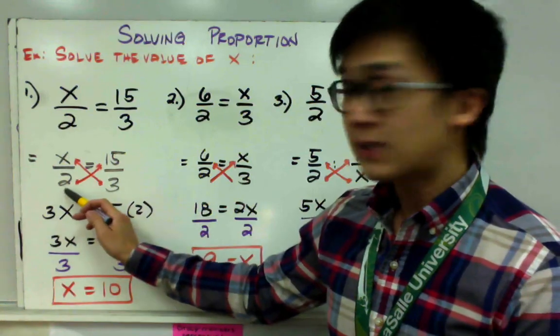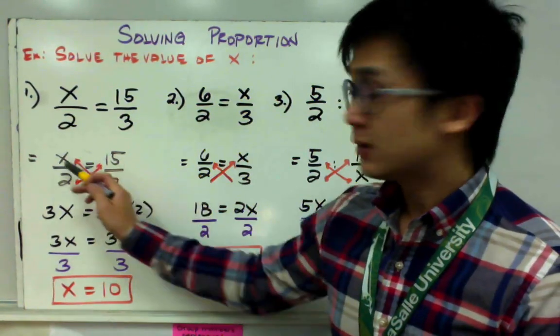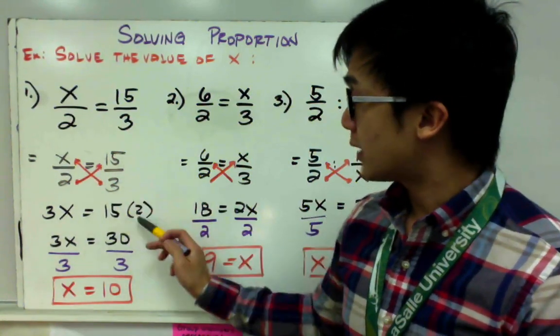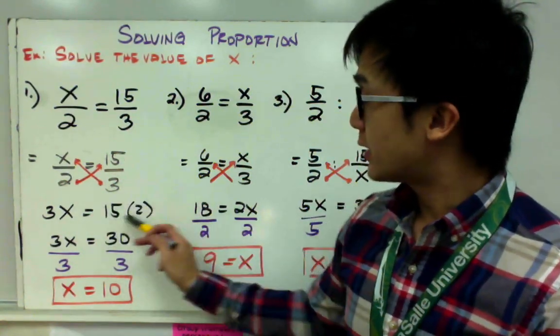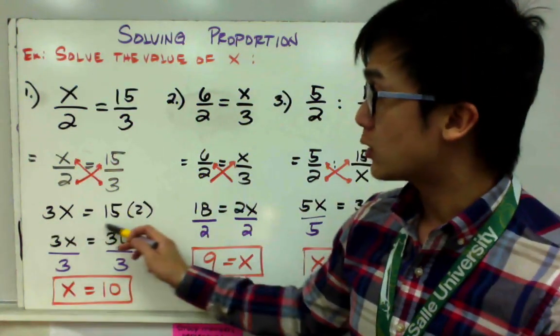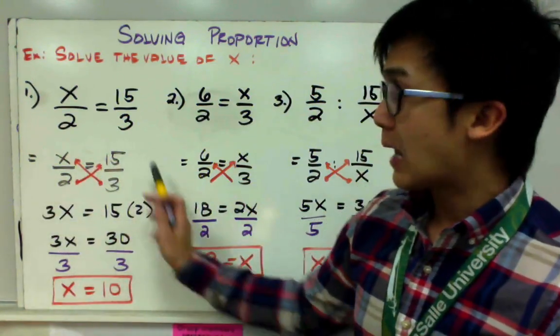Kung saan yung nasa taas, i-multiply mo sa diagonal niya at yung 3 sa diagonal which is x. So 2 times 15 and 3 times x will give you 3x equal to 15 times 2. At yan yung cross multiplication na tinatawag.